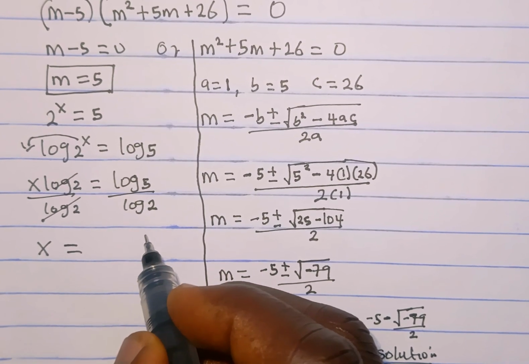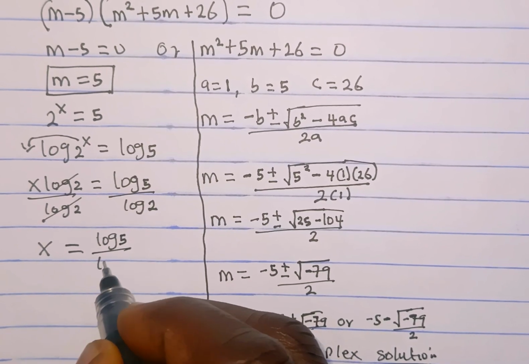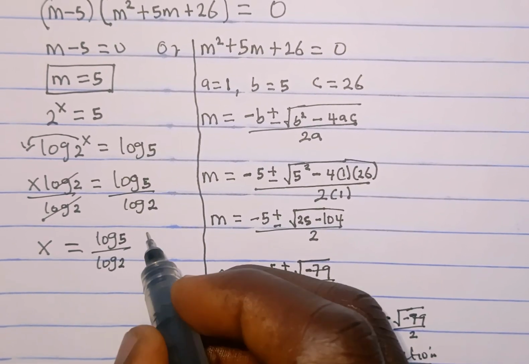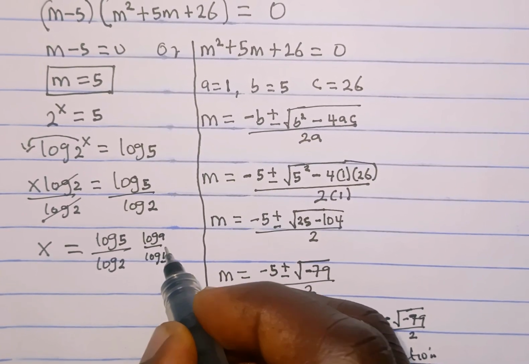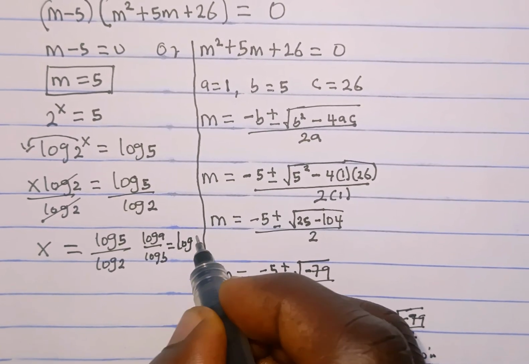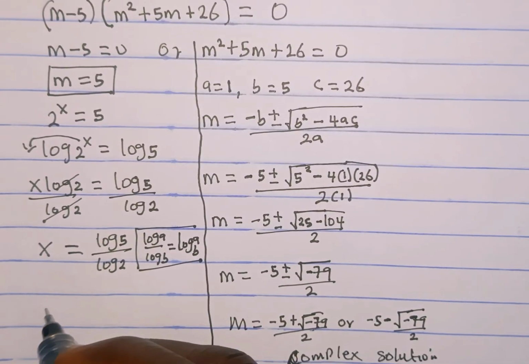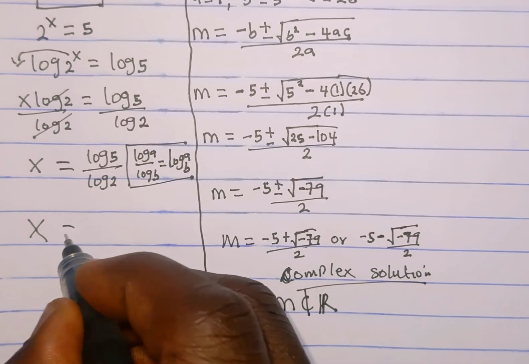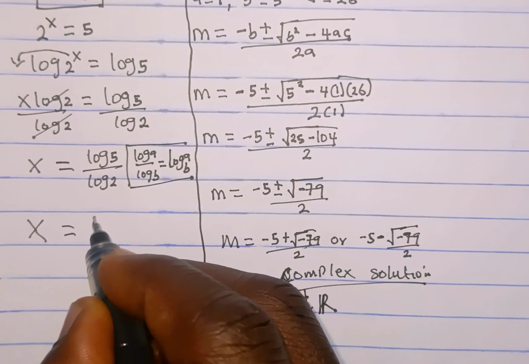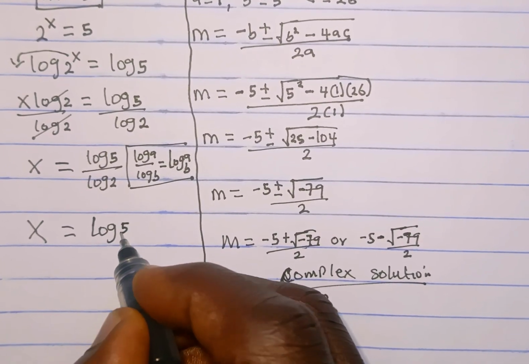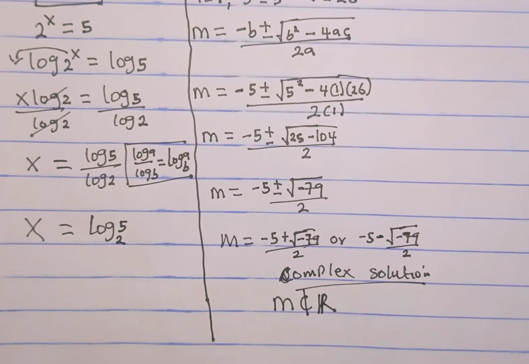We are going to recall what we call the change of base property, log 5 over log 2. So we recall that when we have log of A over log of B, this is going to be the same as log of A to the base of B. So this is the change of base property. So therefore, x now will be equal to log of 5 over log of 2, which in this form is going to be log of 5 to the base of 2. So therefore, the value of x is going to be log of 5 to the base of 2.